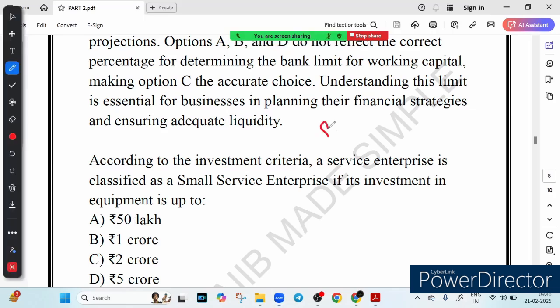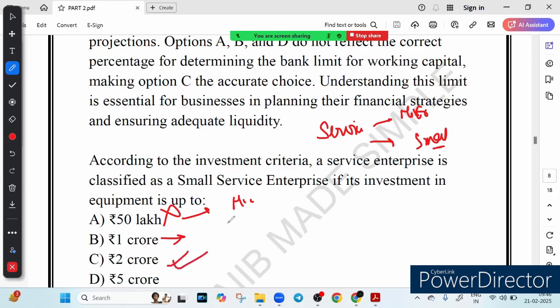You know, service enterprise, if you categorize it, there is one called micro service enterprise. There is one called small service enterprise. So the question is asking you about the small service enterprise. So it is near the micro service enterprise. So this is wrong. What about 1 crore? 1 crore is also wrong. 1 crore is a significant investment, but it is not the correct upper limit for a small service enterprise. 2 crore is the correct answer, right?